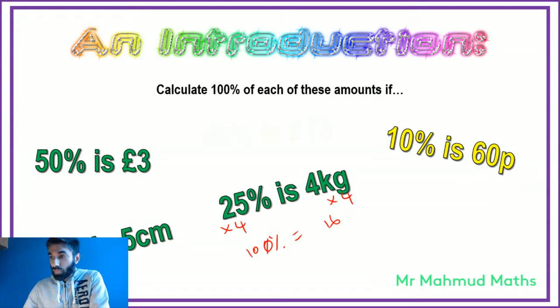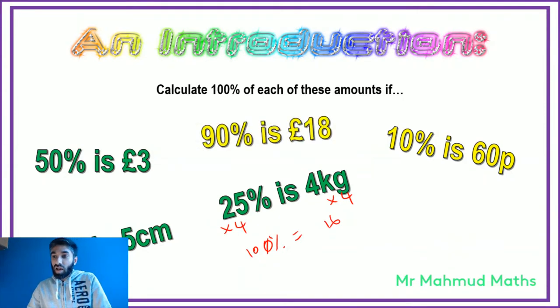Okay, thank you, Ahmed. 10% is 60 pence, so 100% is 6, and I can see everyone's £6 or 600 pence. So if you're saying 600, that means 600 pence. And if you're saying six, that means possibly £6.